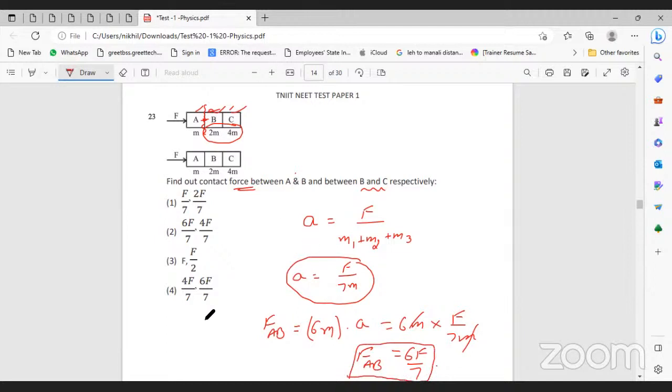Now, what is the contact force between B and C? It is mass into acceleration only. But between B and C only 4m is going to act. So mass will be 4m, acceleration will be F divided by 7m, M and M will be cancelled. So it will be 4F divided by 7. So what is the contact force FBC? 4F by 7. What is the contact force between A and B? 6F by 7. So which will be the right option? Option 2 is the right answer. 6F by 7 and 4F by 7.